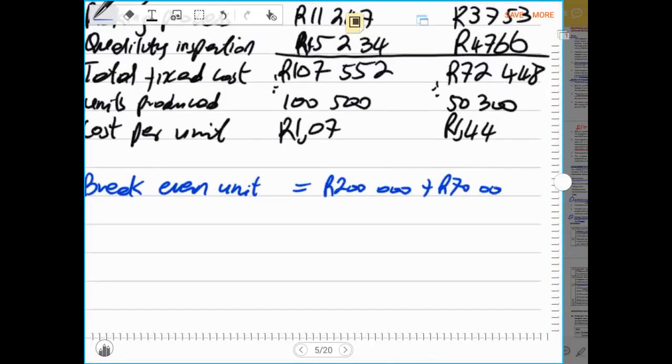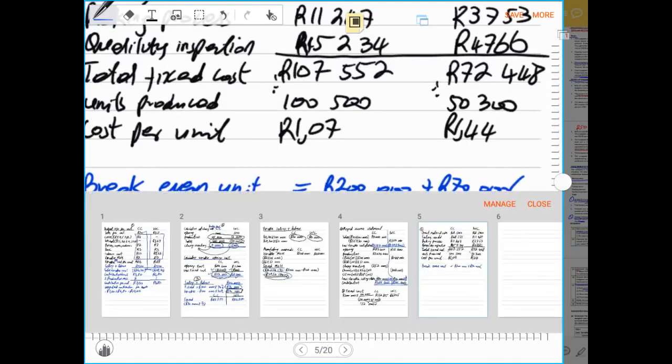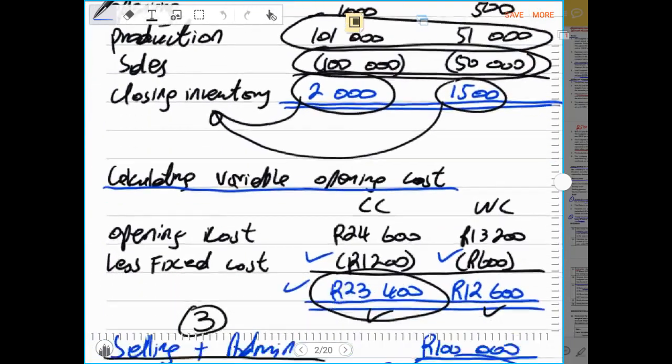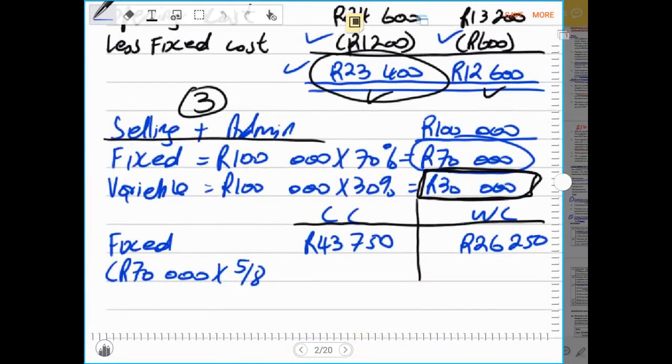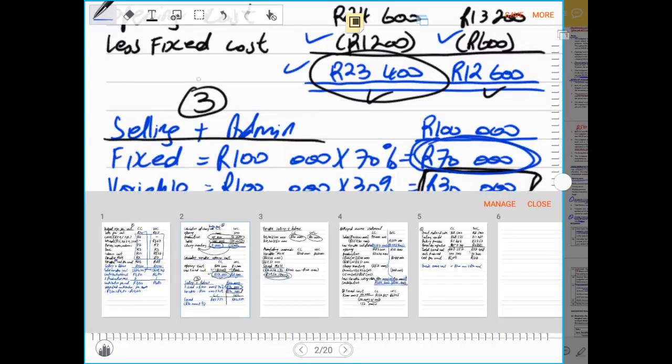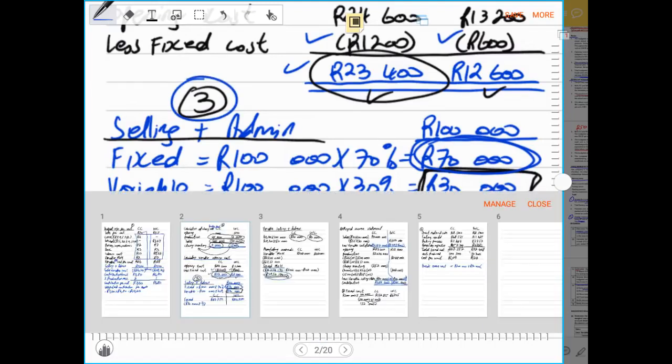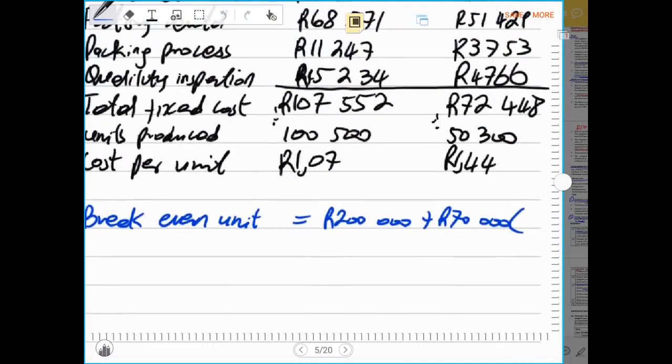Remember, for the 70,000, you have to tell the examiner where the 70,000 is coming from. And we did the workings of the 70,000. We showed that the 70,000 is selling and administration, which is 70% of the 70,000. So that was working number 3. So now I have to tell the examiner that the 70,000 comes from working number 3. The 200,000 was given, there's nothing to negotiate on that.